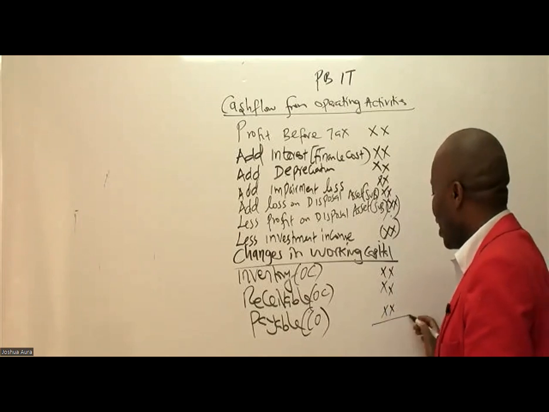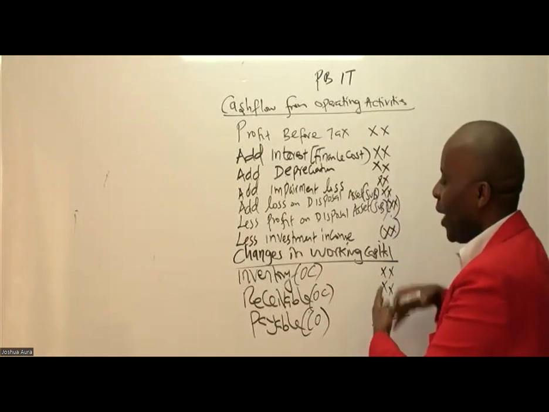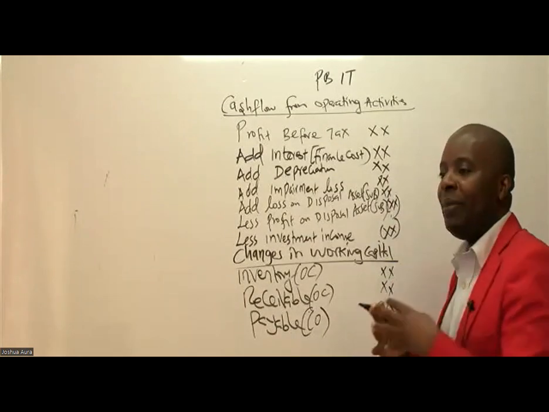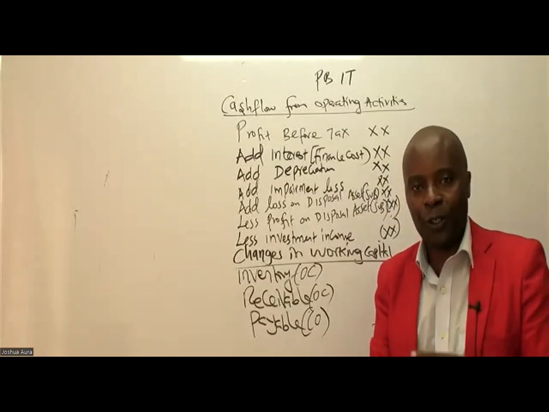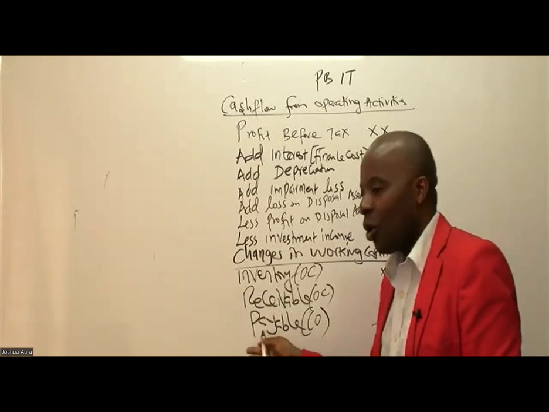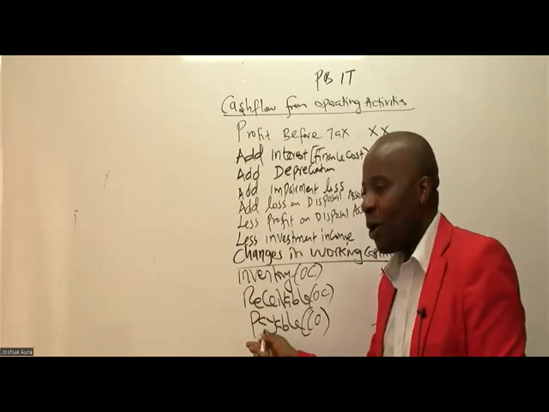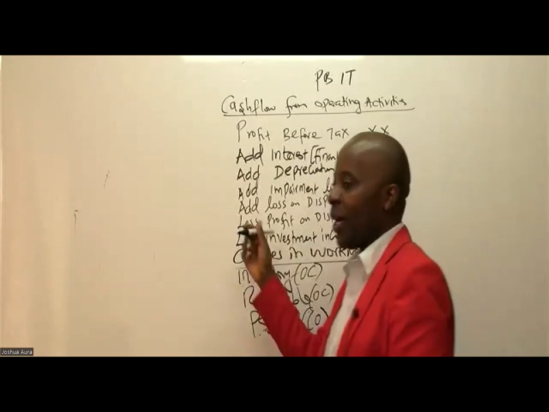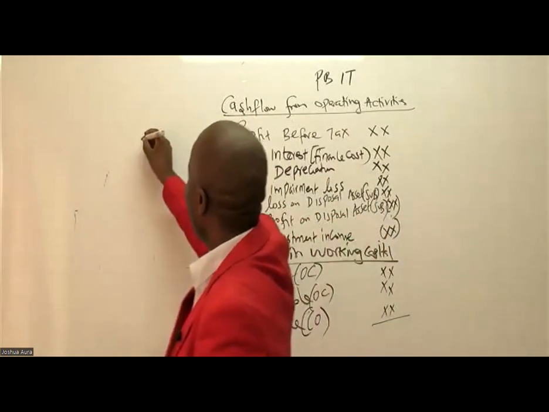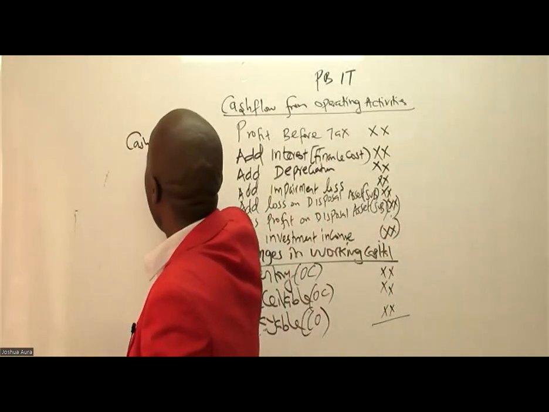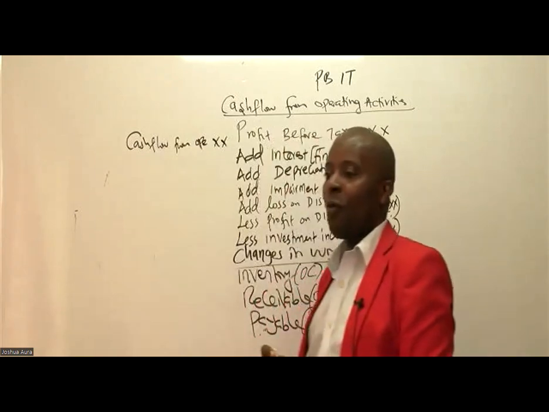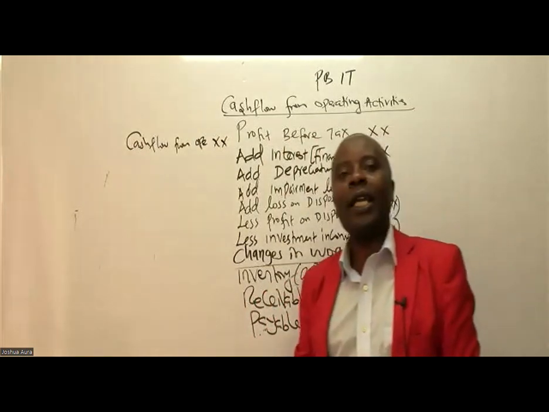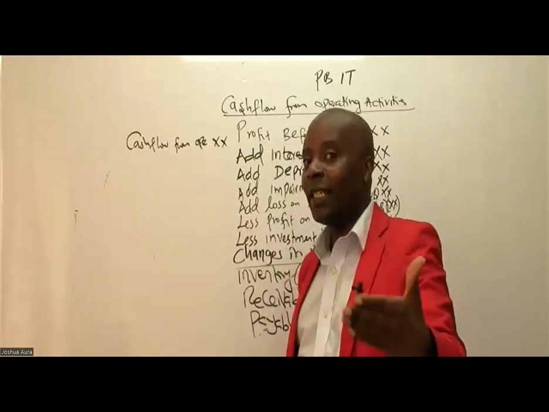Then I'll consolidate everything here. When I consolidate everything, I'll be able to get what we call cash flow from operations. You'll allow me to write here: cash flow from operations. But the moment I get cash flow from operations, it doesn't end there.